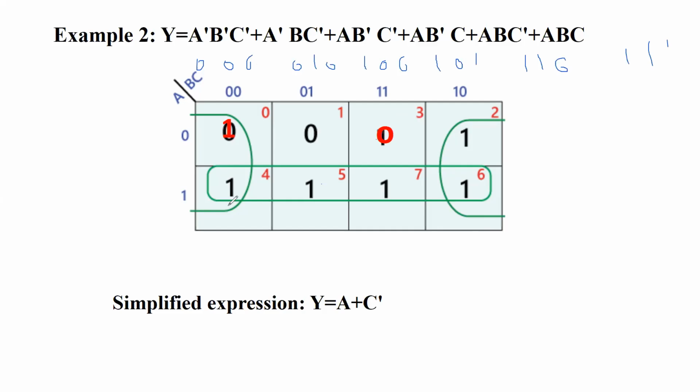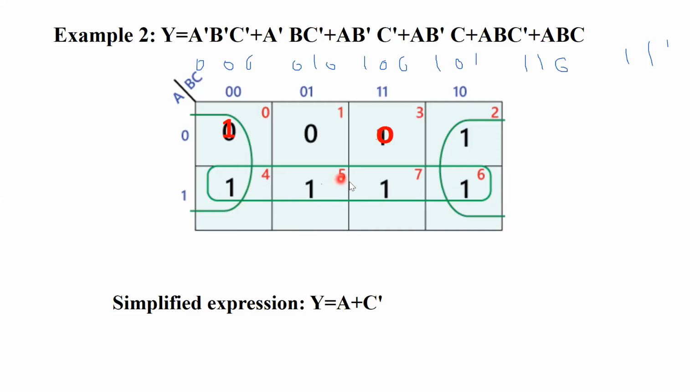Okay. Now, once I have drawn the grouping, suppose this horizontal one is my group 1, and this adjacent one is my group 2. So let us write for group 1. Now for group 1, if I see the whole horizontal line, A is remaining constant. What is the value of A? It is 1.